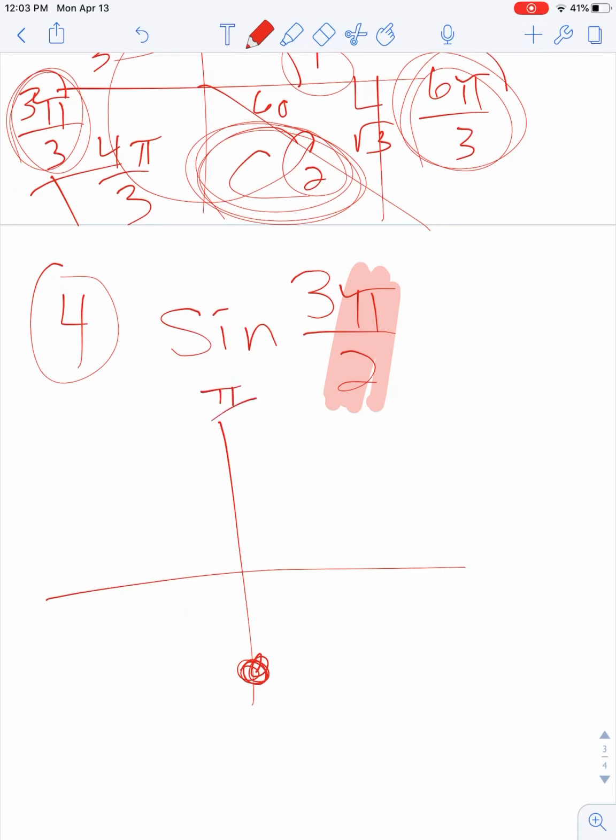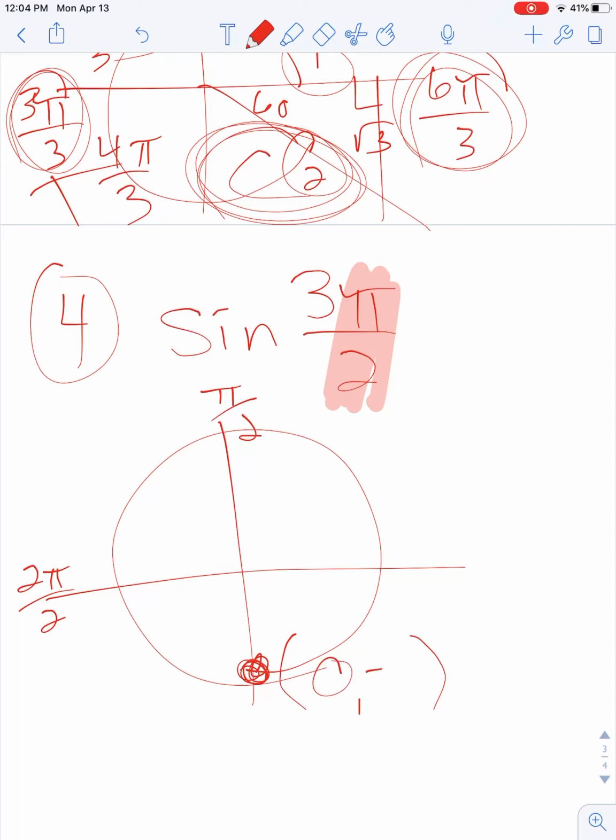Like I said, this is pi over 2, this is 2 pi over 2, which of course is pi, and this is 3 pi over 2. So this is our unit circle. It's a quadrantal angle, so I find my ordered pair on the circle with a radius of 1. It'd be (0, -1). Sine is just the y value, or you can think of it as y over r. So what is my y value in this ordered pair? -1. Answer is -1.